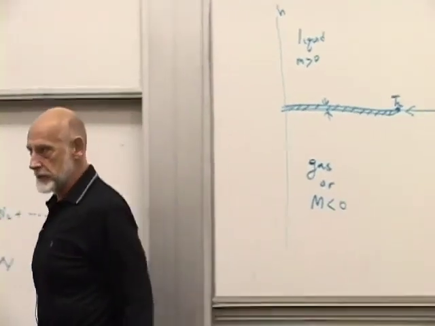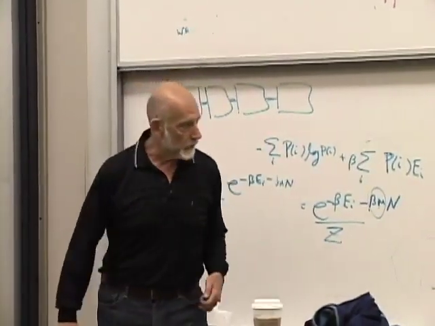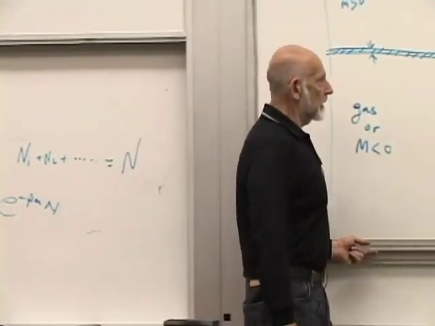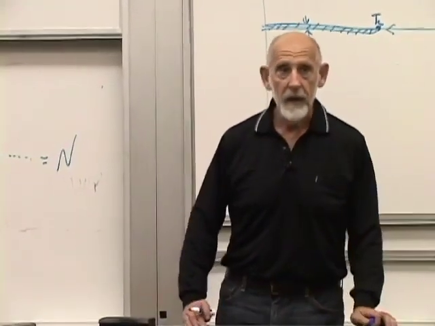What is it that happens at the critical point? And something very interesting happens at the critical point. The first idea that you need in order to understand the critical point is the idea of a correlation length.